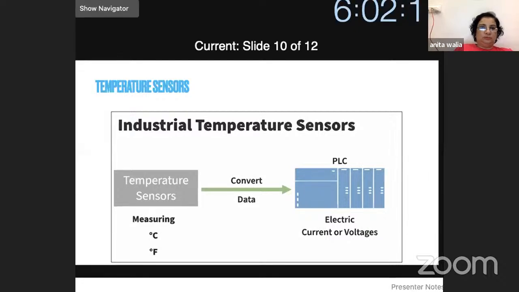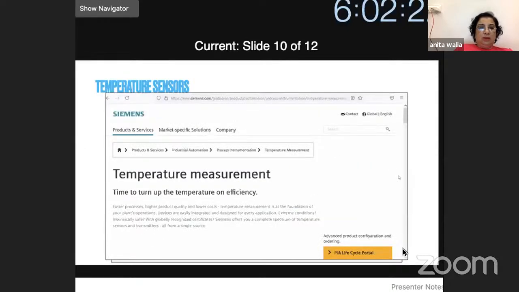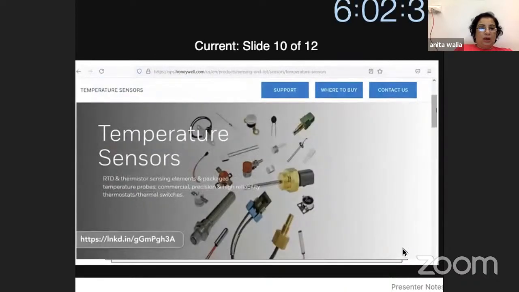Millivolts, resistance values. There are examples of industrial temperature sensors provided by Siemens. Siemens is one of the companies which makes industrial devices and solutions, and they are pioneers in the market in making temperature sensors. There is one more company called Omron, and Honeywell is also in the industrial temperature sensor business.